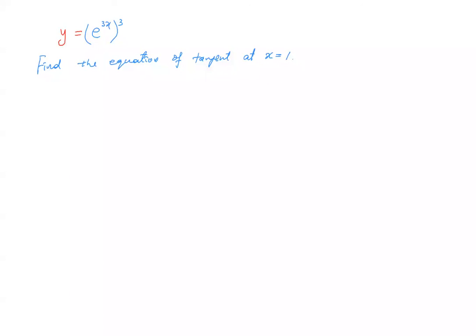Change it to ln. Why should I change it to ln? This is base e. Why should I change it to ln? Okay, if I want to find the equation of the tangent, what should I do first?